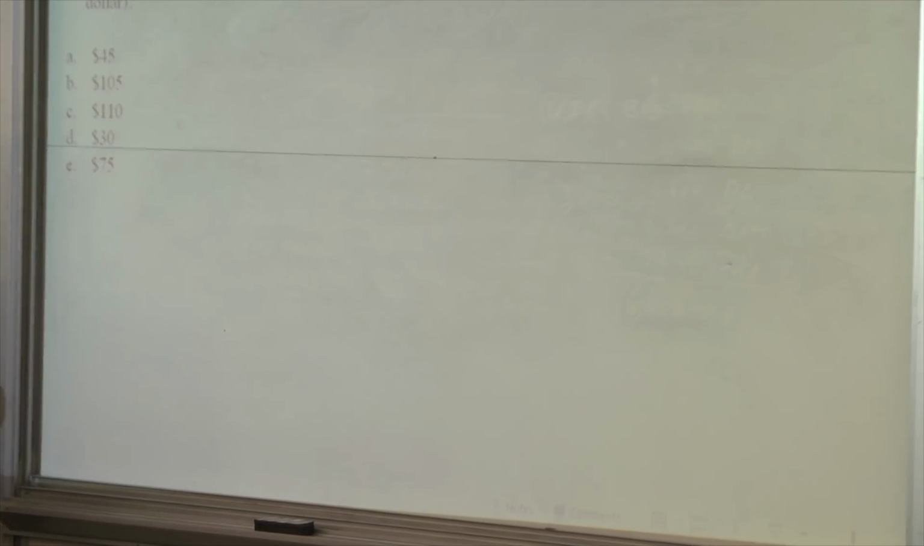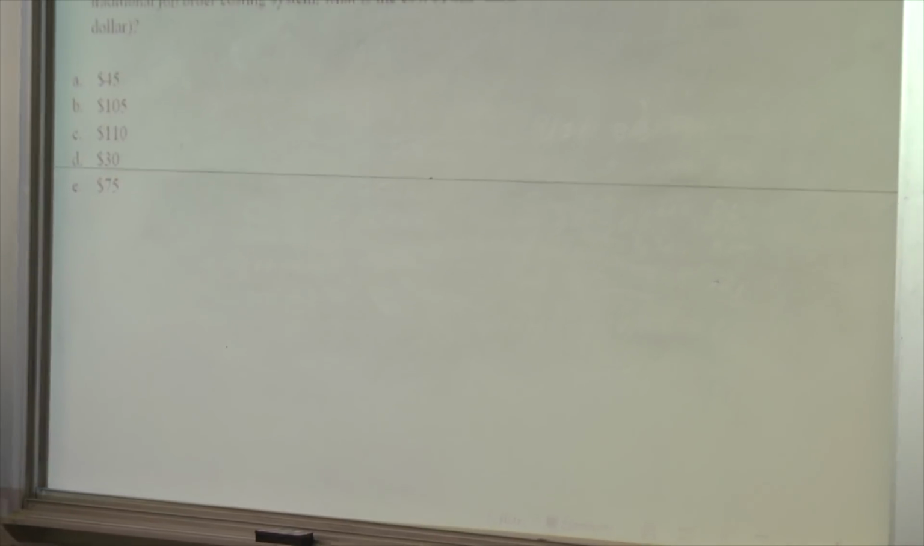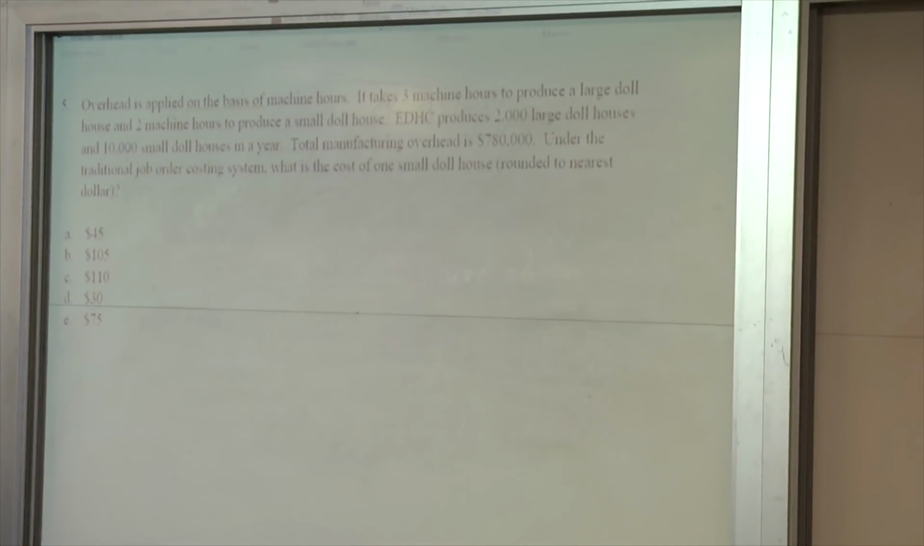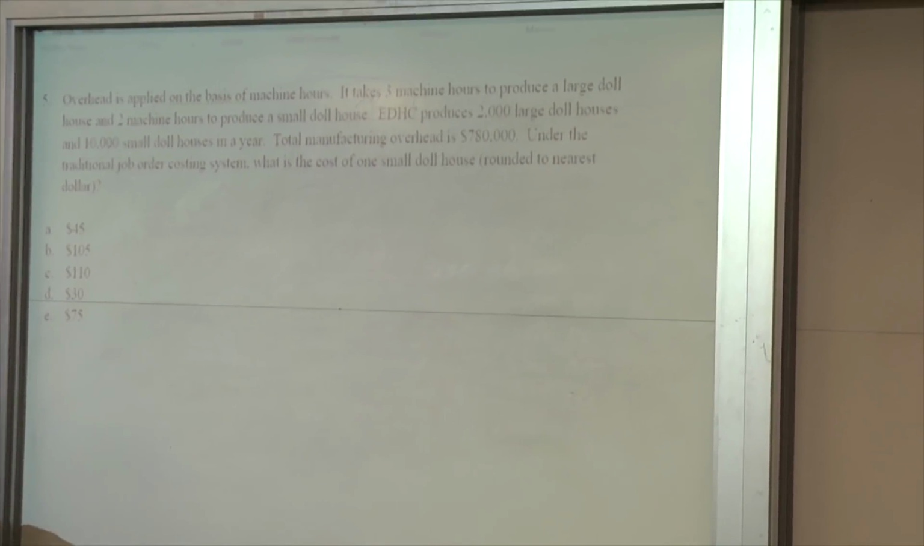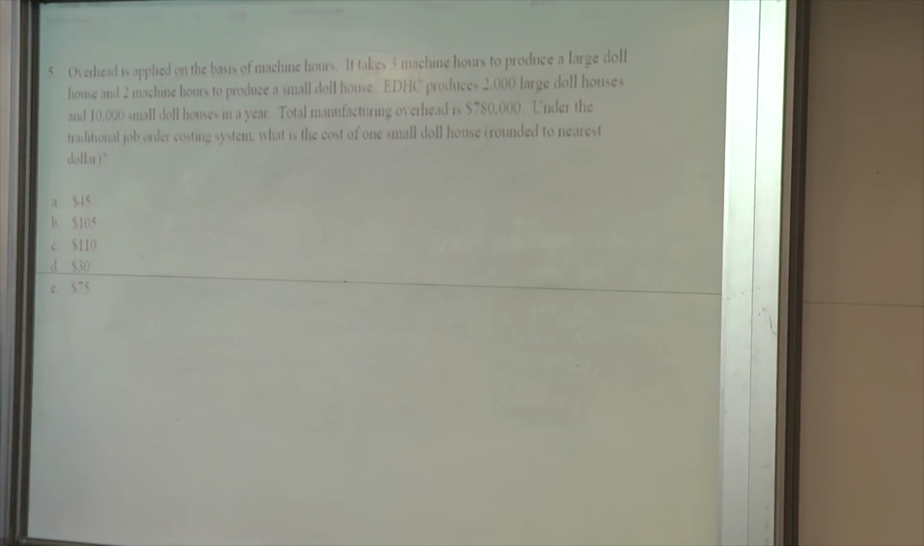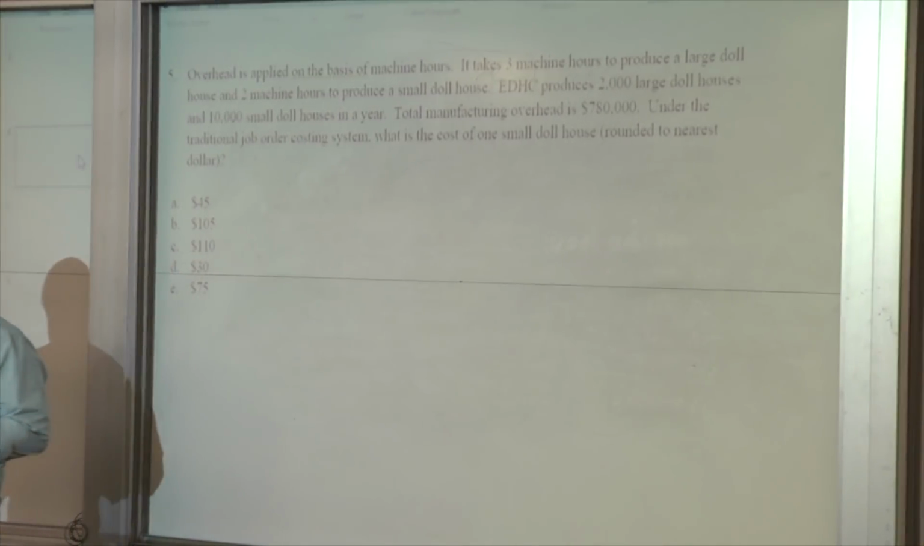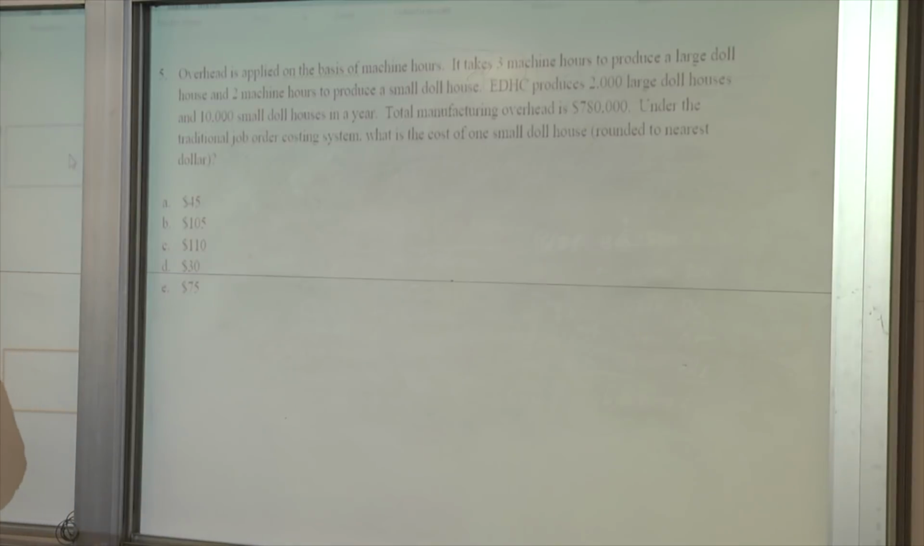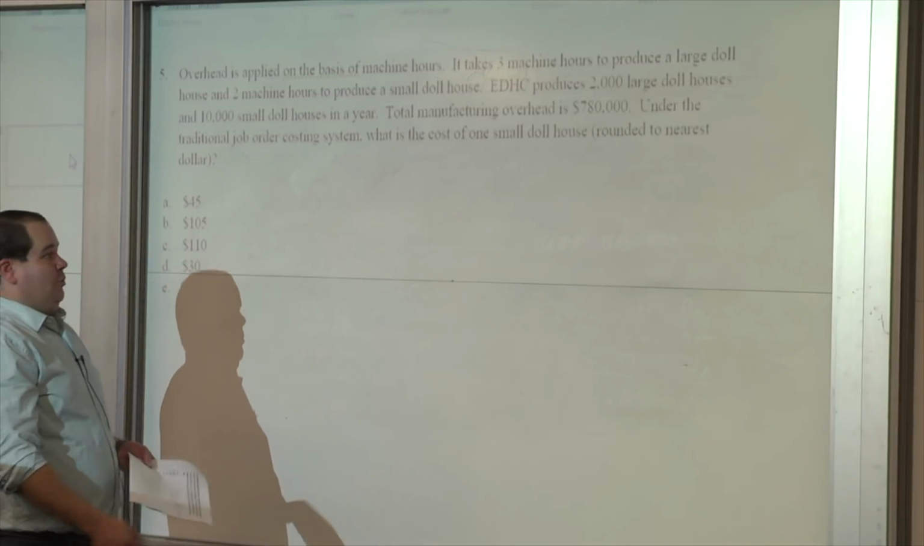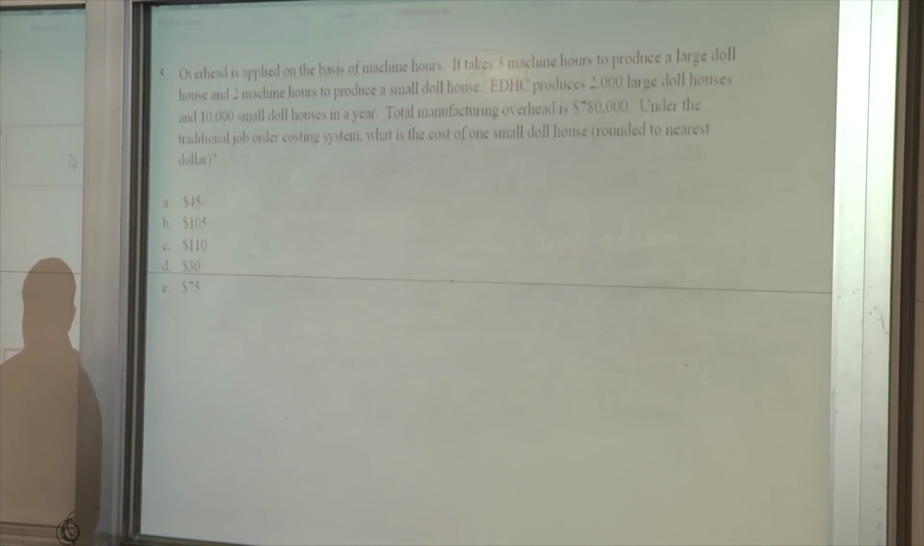Okay. So for number 5, let's say overhead is applied on the basis of machine hours. It takes 3 machine hours to produce a large dollhouse and 2 machine hours to produce a small dollhouse. This company produces 2,000 large dollhouses and 10,000 small dollhouses per year. Total manufacturing overhead is $780,000. Under the traditional job order costing system, what is the cost of one small dollhouse? Round to the nearest dollar.